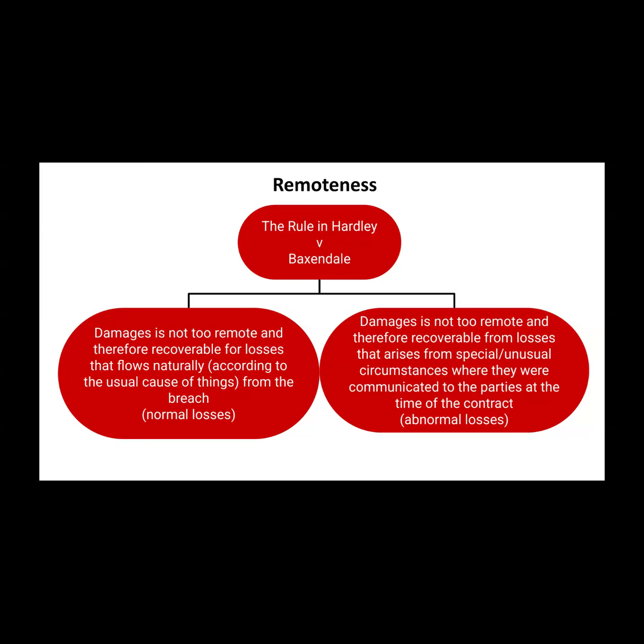But then if it did not arise naturally, if it's too remote, there is too much remoteness between the loss and the breach, right? It's an abnormal loss. It's not something that would have been contemplated by the parties naturally, which means it's abnormal. It's a special loss. The next thing is, was the party aware? Did the party know that the breach would result in the loss? Was it within the reasonable contemplation of both parties at the time of the contract, not after the contract has been formed, but at the time of the contract, that the breach would result in a loss?